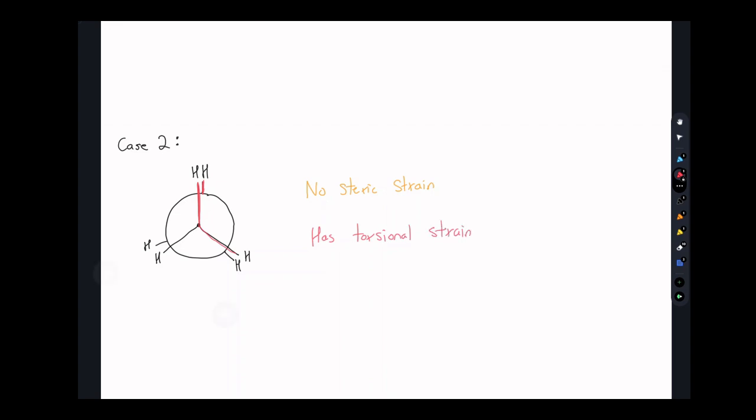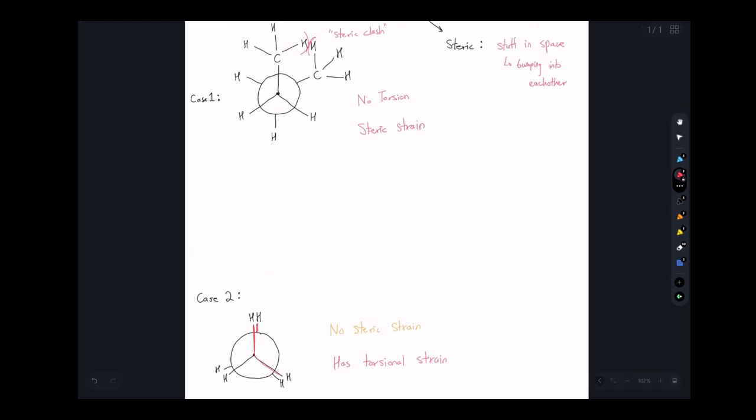So now that we know the difference between steric and torsional strain, let's move forward and do a Newman projection for a more complicated molecule that's going to have 4 different rotational isomers, butane.